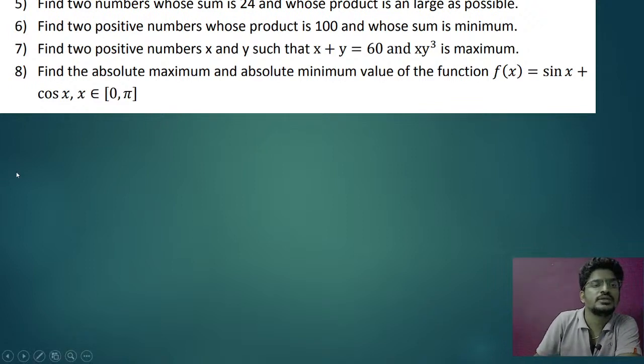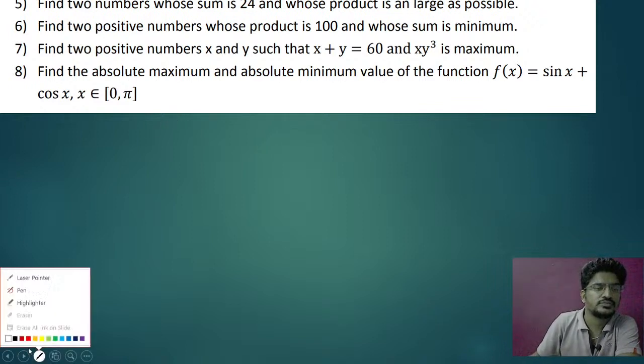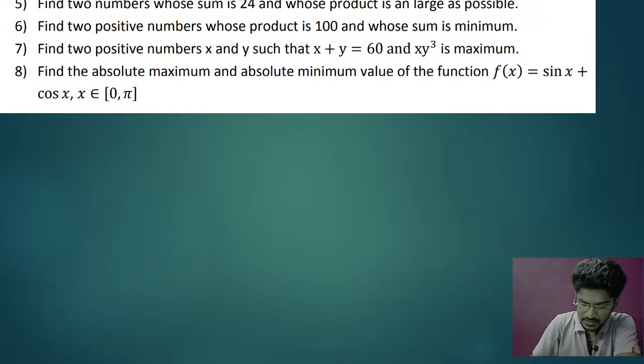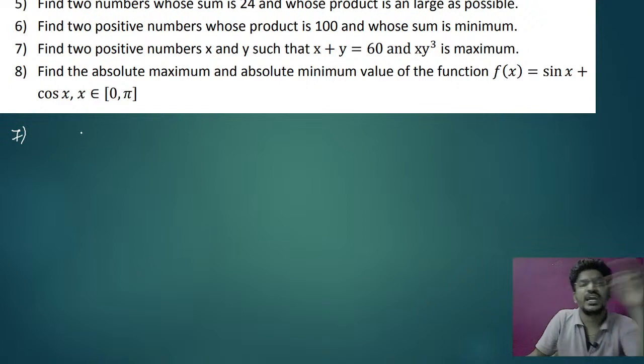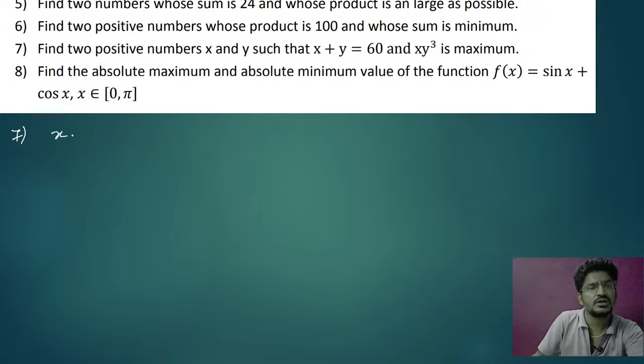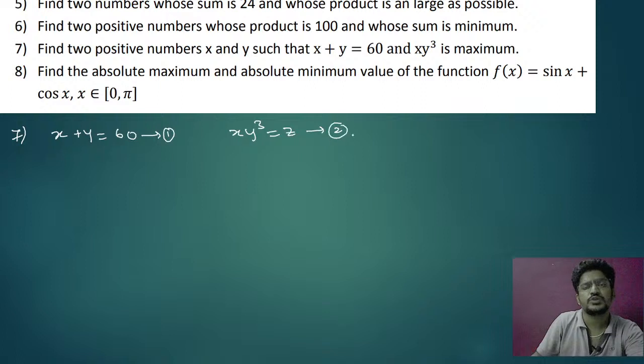No problem. See the 7th one. Find the two positive numbers, that is x and y, such that x plus y is equal to 60 and x y cube is maximum. So that I will take it as z. So you take this question as 1, you take this question as 2.